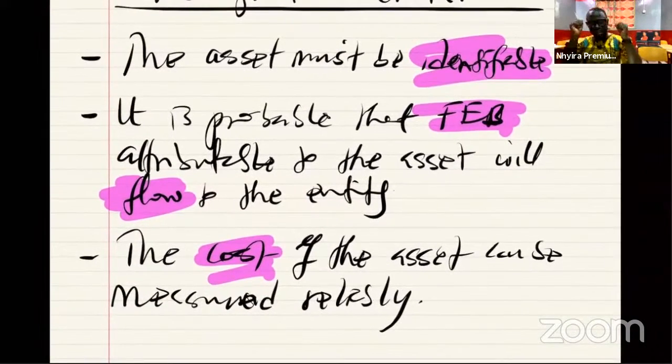So number one, assets can be separately identified. And number two, the future economic benefit will flow to the entity. And then three, costs can be reliably measured.